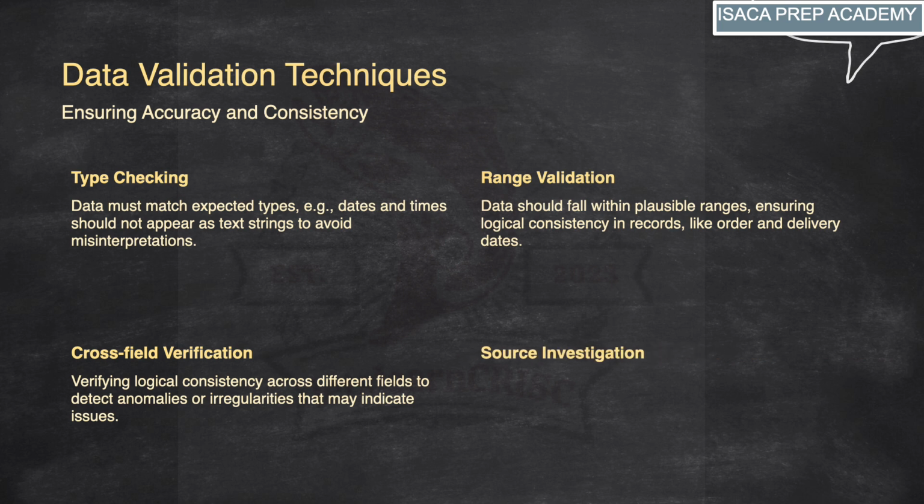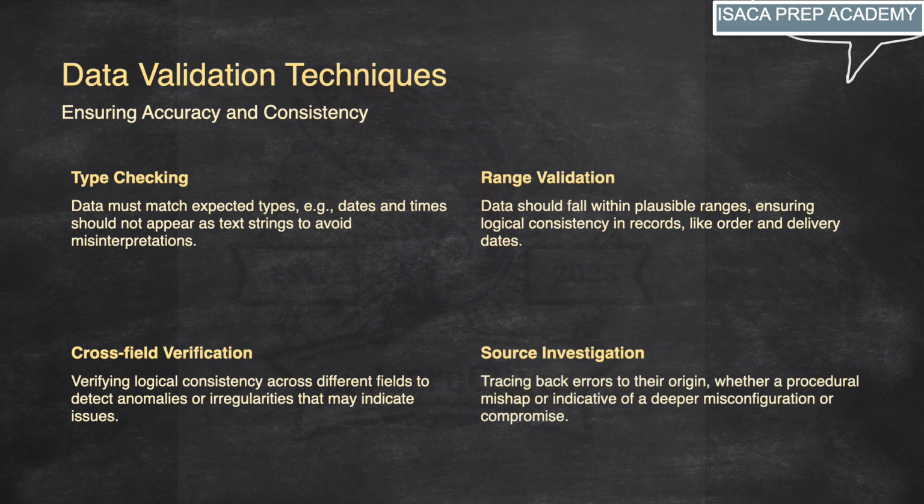Next, about source investigation. Friends, source investigation involves tracing errors back to their origin, whether they stem from a procedural mishap or indicate a deeper misconfiguration or compromise. It is akin to detective work where you follow clues to uncover the root cause of a problem. For instance, if a system experiences a security breach, source investigation might involve identifying the point of entry for the attacker, whether it was due to a weak password, a software vulnerability, or social engineering tactics.